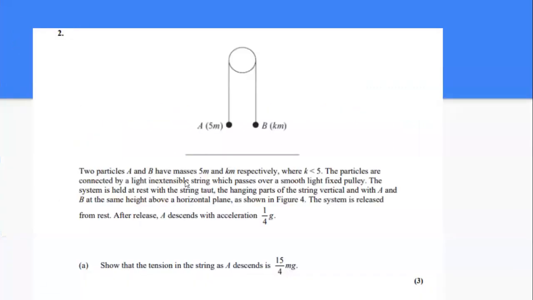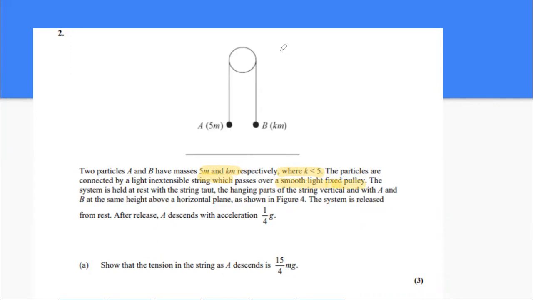Right, so we are revising pulleys. So let's have a look at this question. It always helps to highlight key bits of information that we have, what we're given. So it says 2 particles, A and B, have masses 5m and km. Okay, so this is important, 5m, km, where k is less than 5. The particles are connected by a light, inextensible string, which passes over a smooth, fixed pulley. So if it's smooth, it means that the tension is going to be the same throughout.